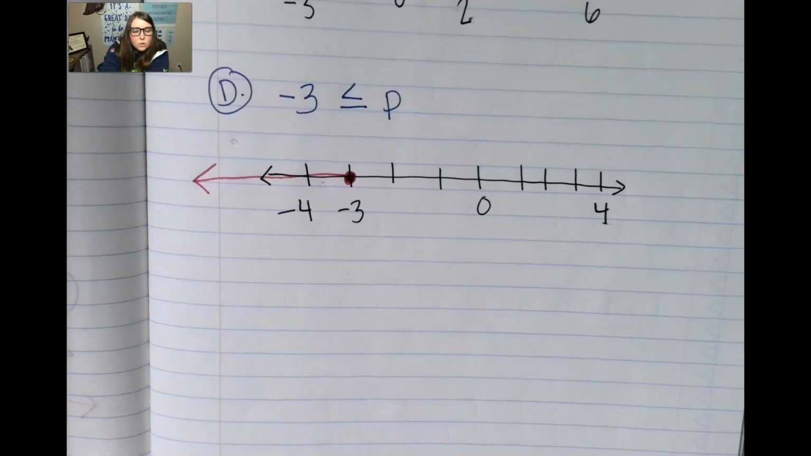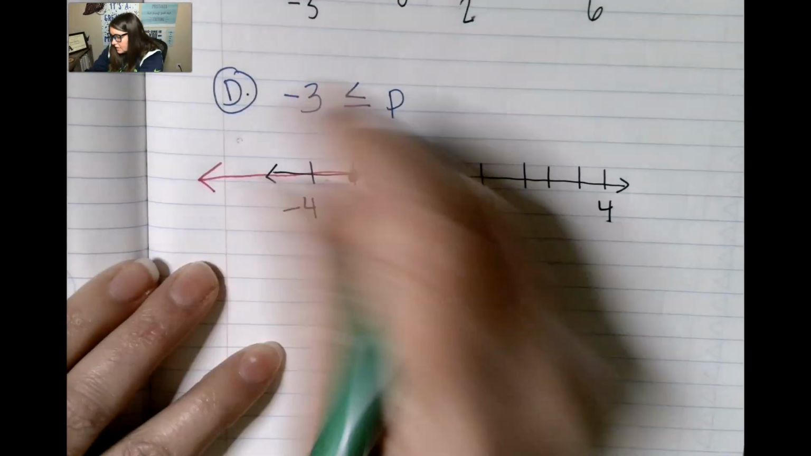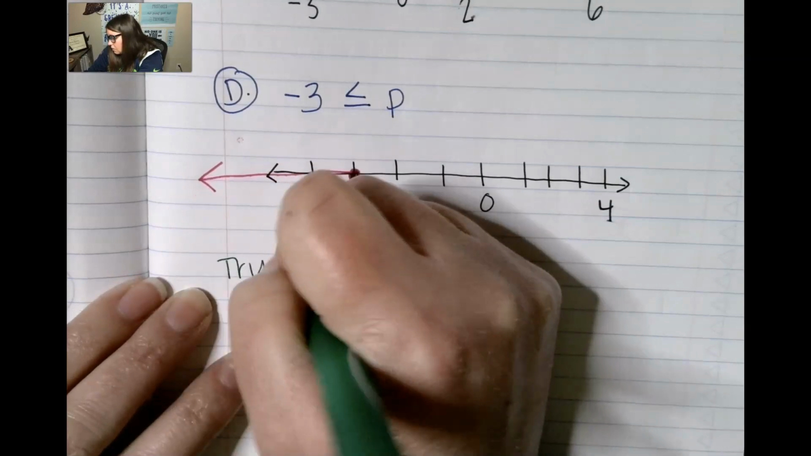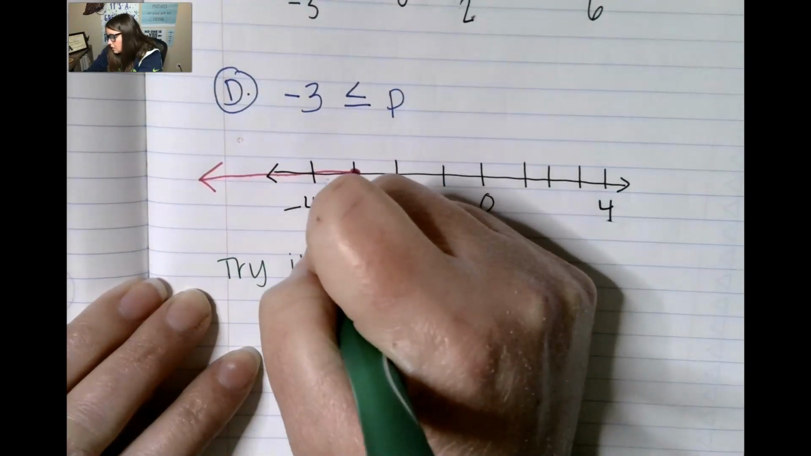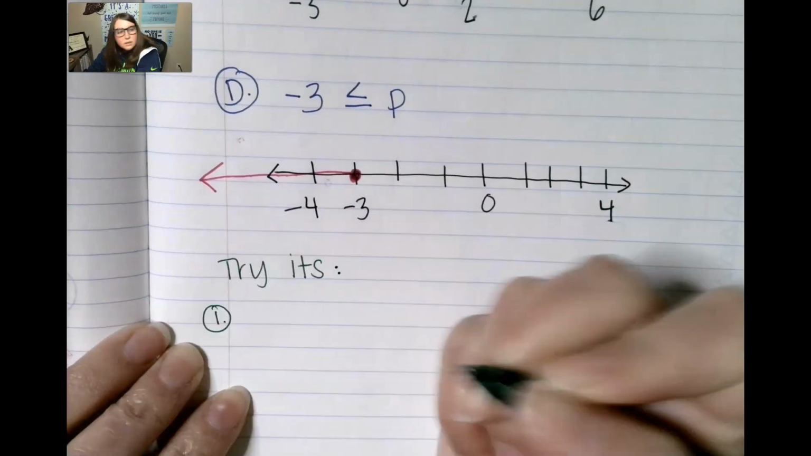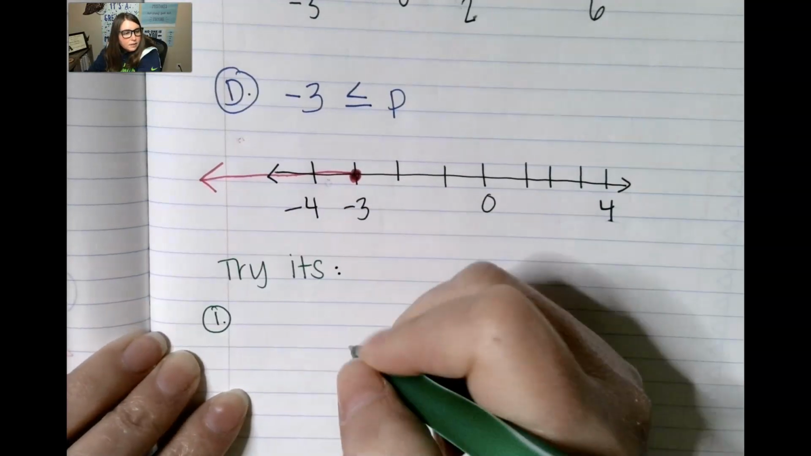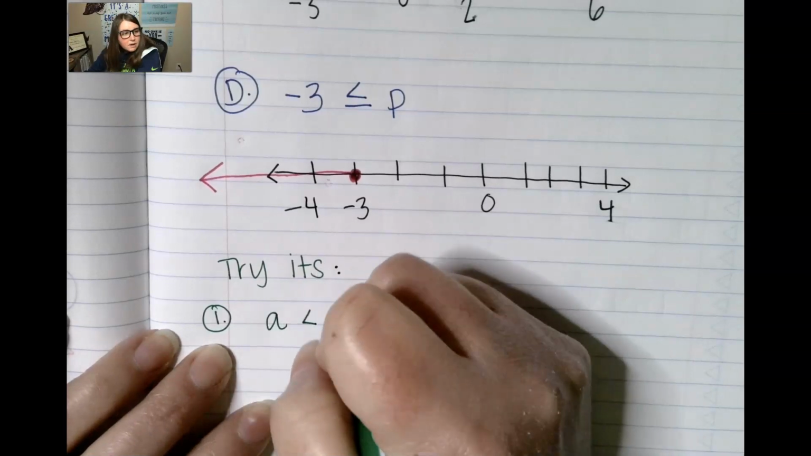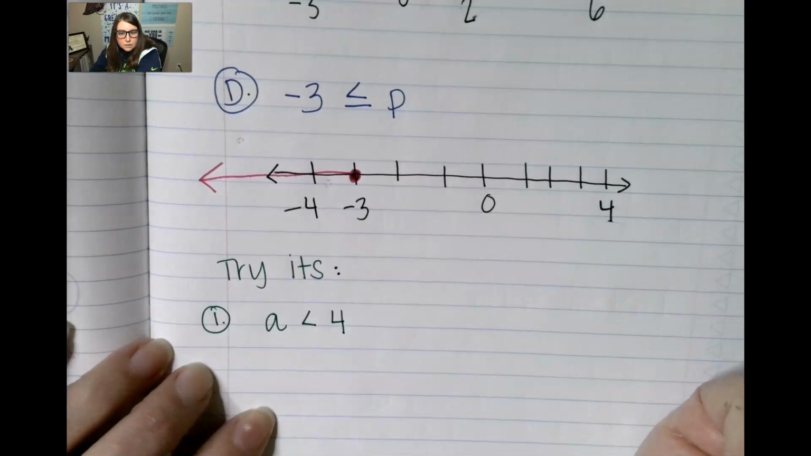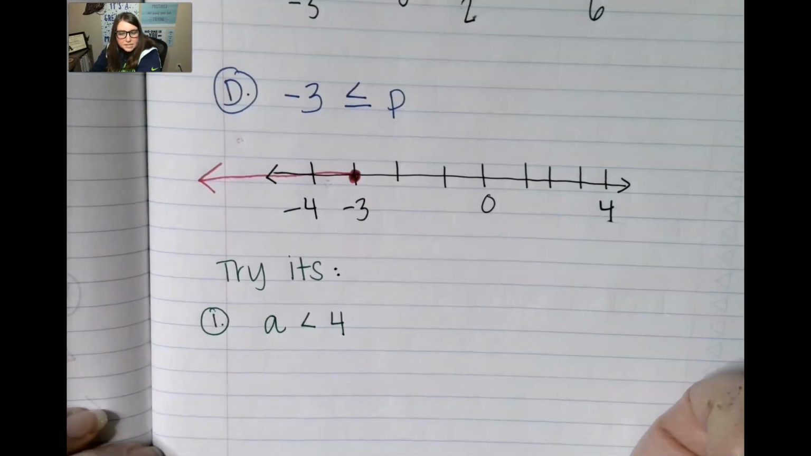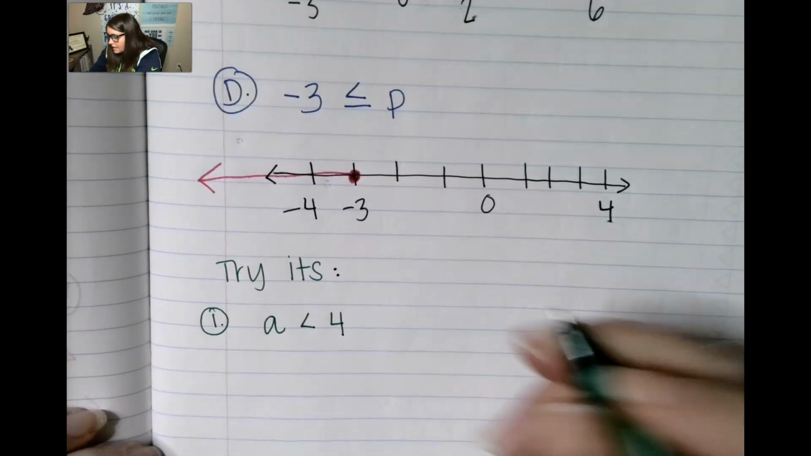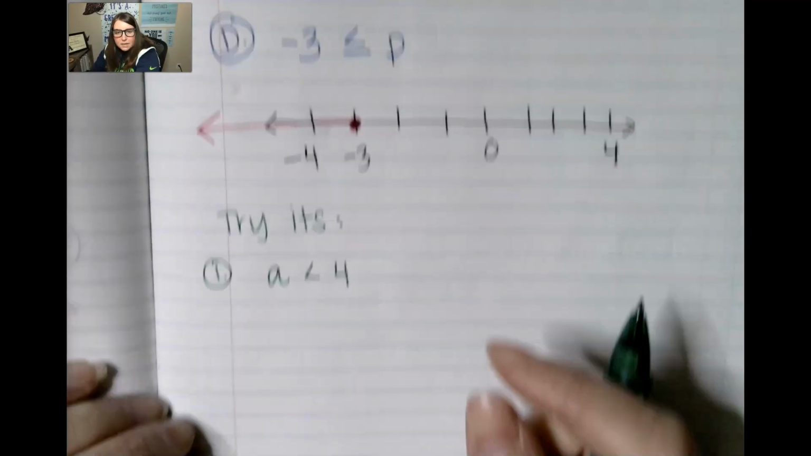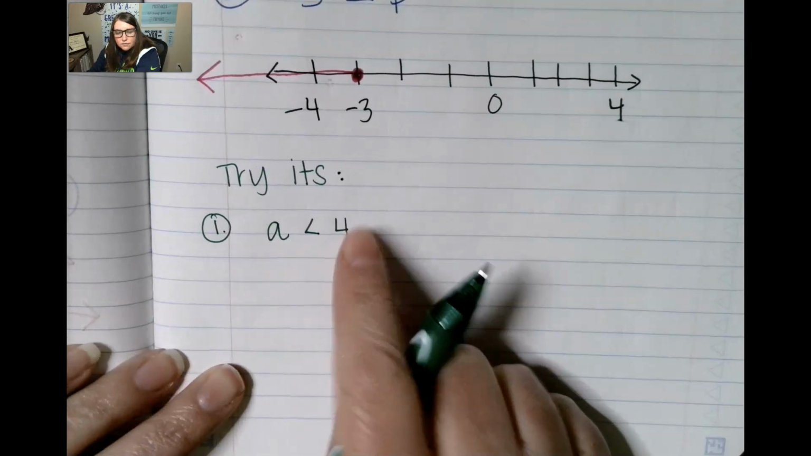All right, it is your turn now for some try-its. Let's do some try-its and see if you can graph these inequalities. All right, so try-it number 1. I would like for you to graph when A is greater than 4. So show me a graph of A is greater, A is less than 4. I can't read today. What is going on with me? A is less than 4.